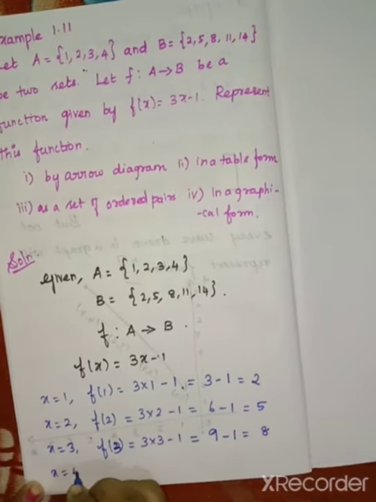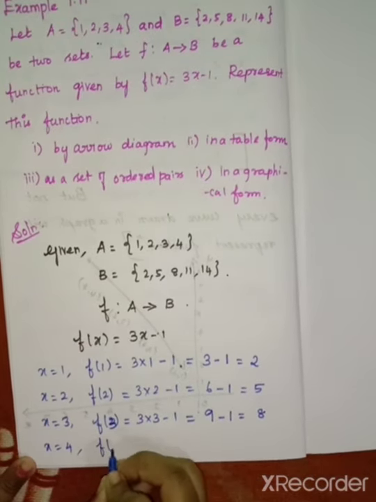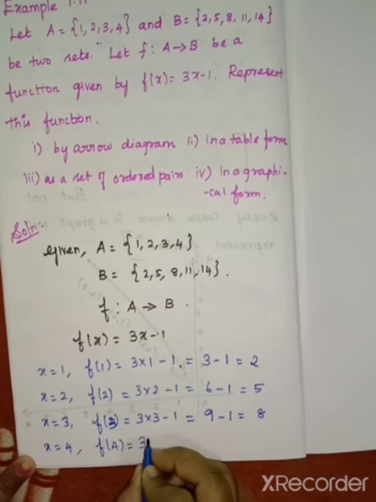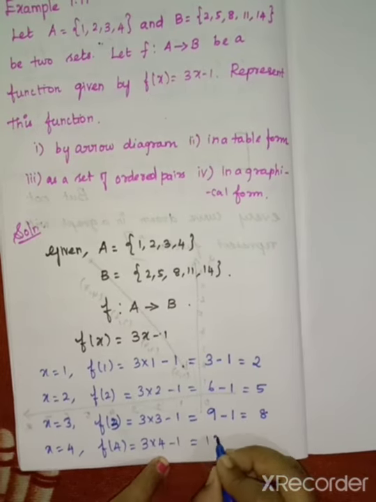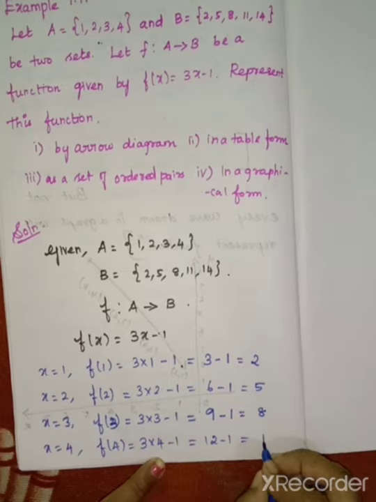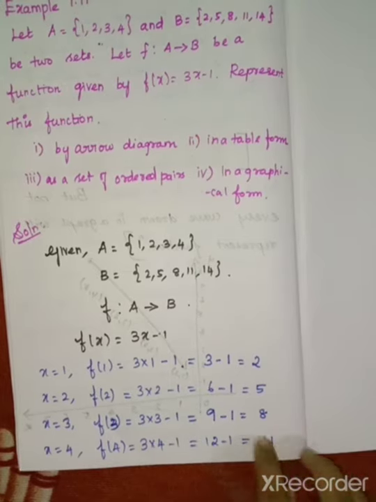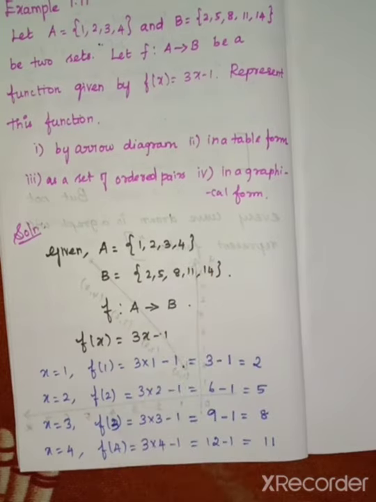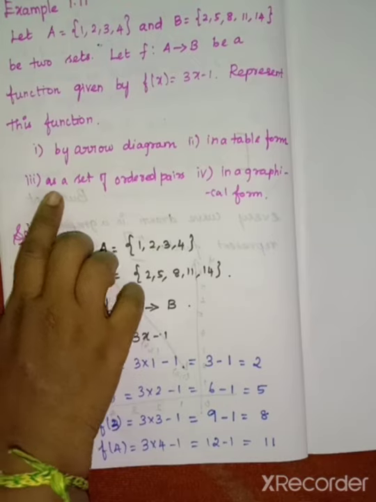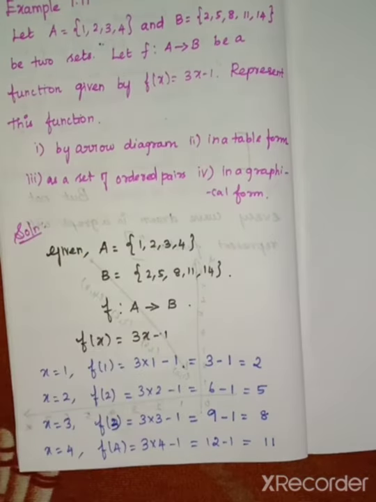Then x equal to 4. f of 4 equal to 3 into 4 minus 1. So 3 4s are 12 minus 1. We get 11. So all the terms are in the B set. For the A set we have only 4 elements, so for 4 we find the function. Now we want to find the representations of the function.